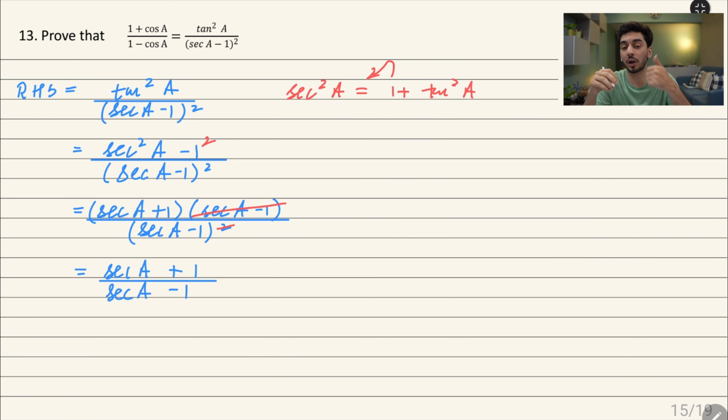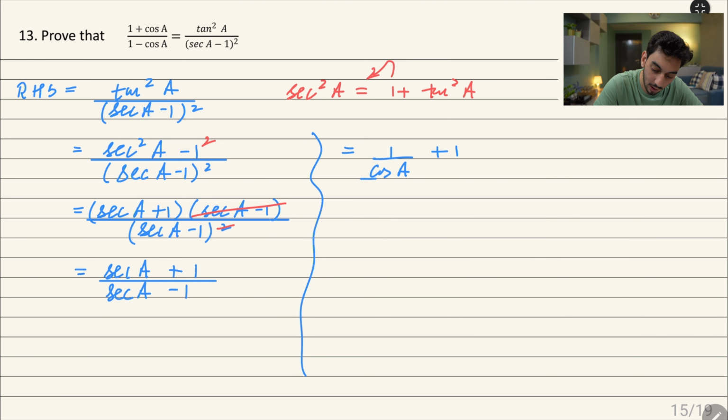Now the problem is this is not exactly what I was expecting. So the rule is if it does not look like that but it looks similar to it, you just have to convert it into whatever it is. Okay, so sec A can be written as 1 upon cos A. So I'll write this thing as 1 upon cos A plus 1. In the denominator also it becomes the same thing, 1 upon cos A minus 1. Now these ones are actually 1 upon 1s, cross multiply it, and this thing becomes 1 plus cos A upon cos A, the whole thing upon 1 minus cos A upon cos A.